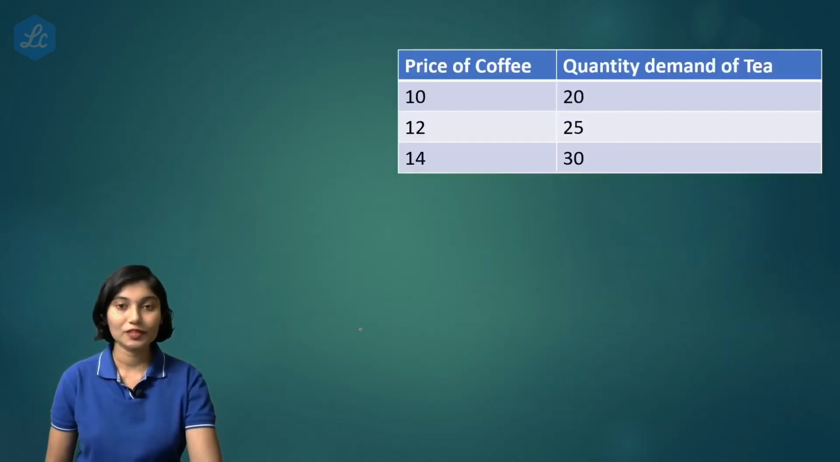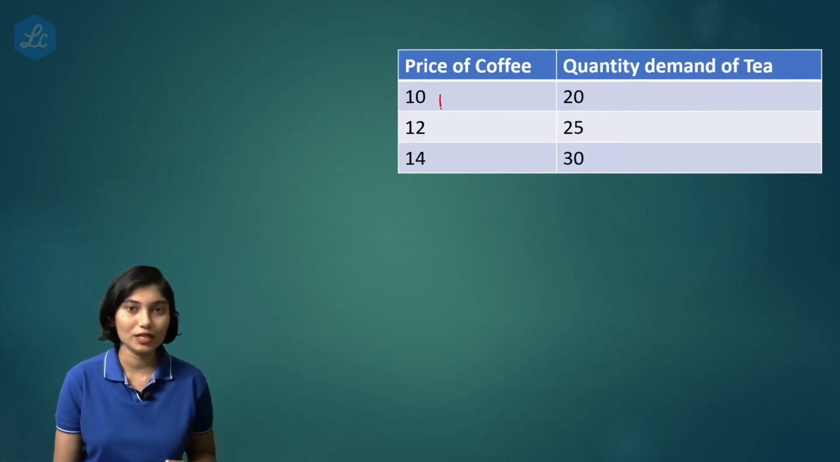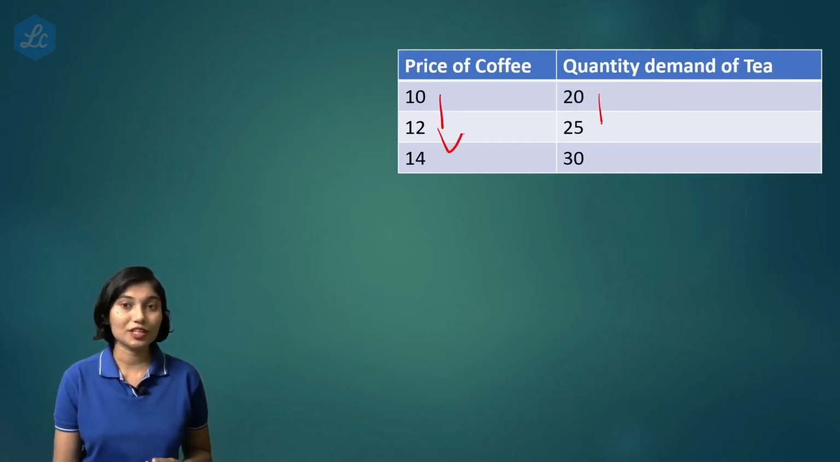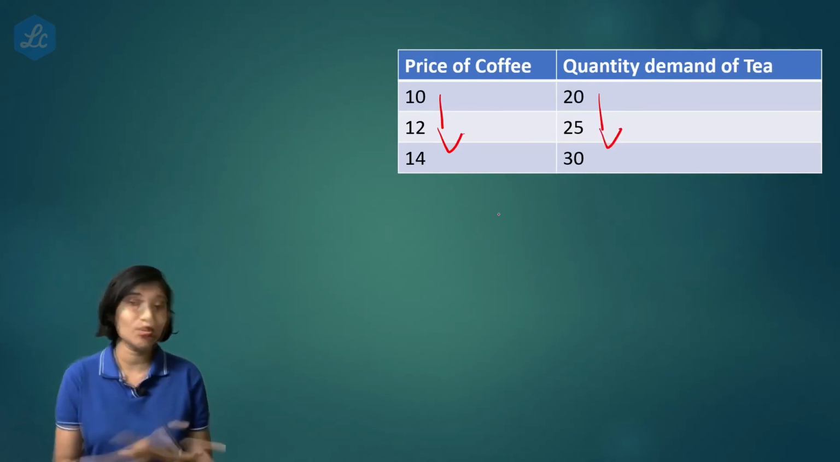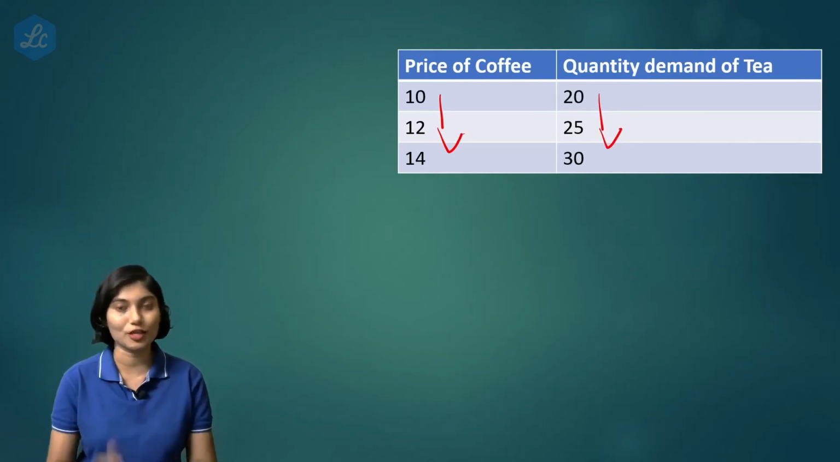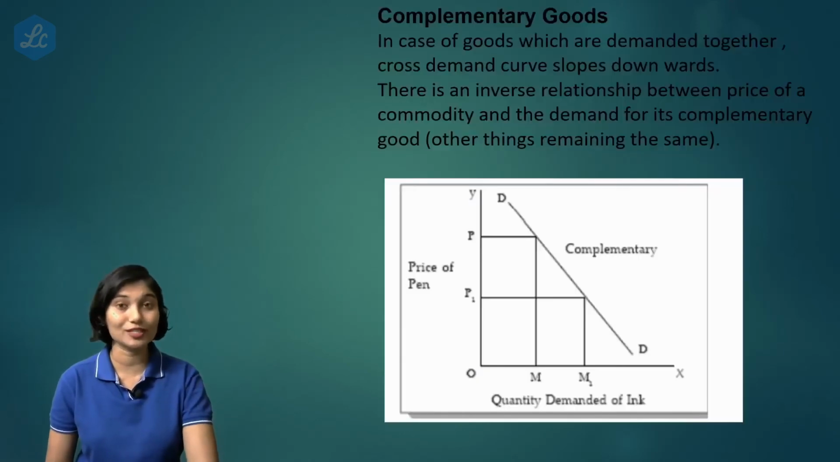Alright. Now, this is just a numerical example. What's going to happen if the price of coffee increases, quantity demanded of tea may increase, because now coffee has become more expensive. So people who are drinking coffee will shift now to drinking tea. They will prefer to drink tea.